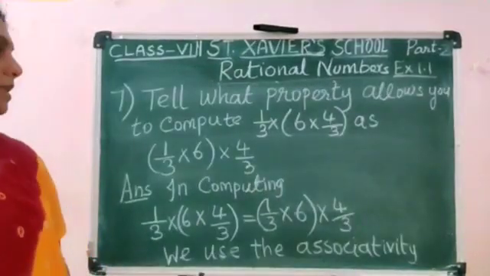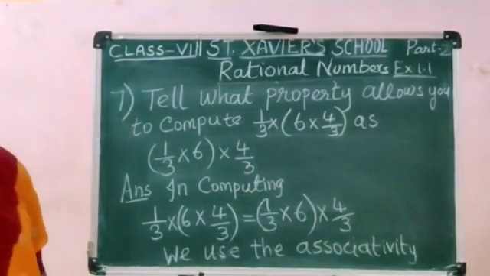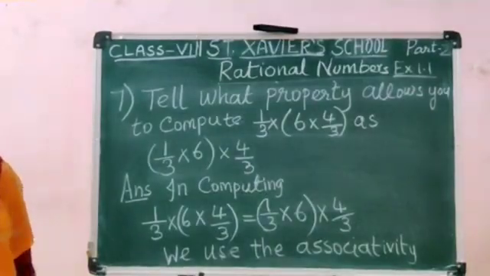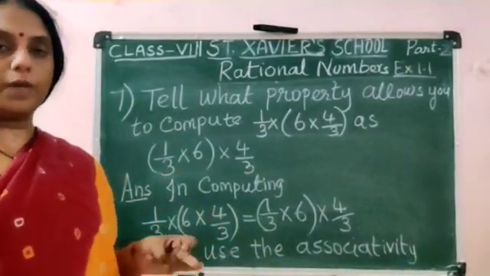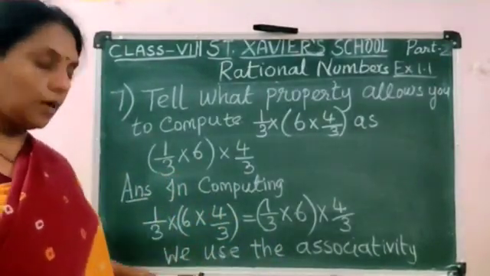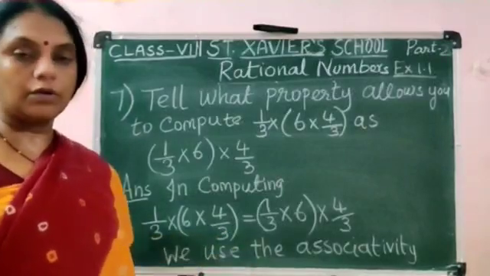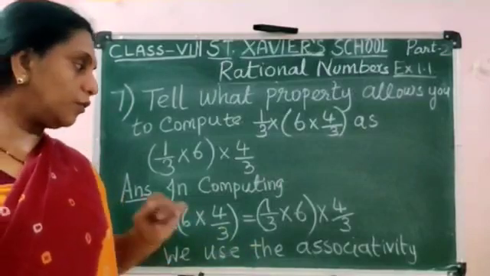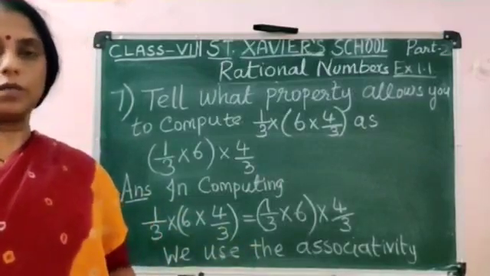Now question number 7. Tell what property allows you to compute 1 by 3 into 6 into 4 by 3 as 1 by 3 into 6 into 4 by 3. So the answer for this: in computing, 1 by 3 into 6 into 4 by 3 equals 1 by 3 into 6 into 4 by 3. So the property we use is associativity.